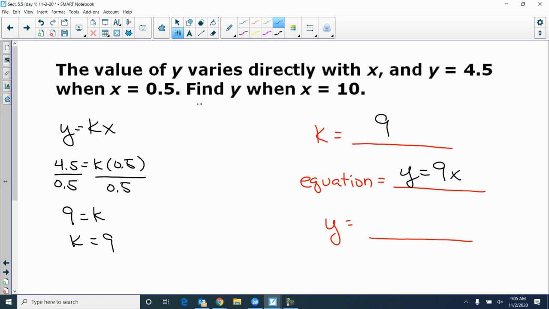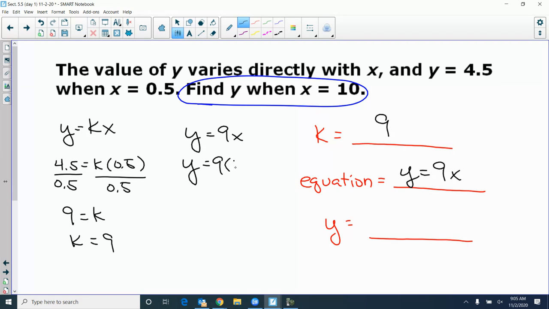Now, we use that to answer this last little statement. It says find y when x is 10. Well, if y equals 9x, then I plug in 10 for x, and I get 90. So that last one is going to be 90. So k is 9. Your equation is y equals 9x. It's not too bad once you get it down. And then y equals 90.